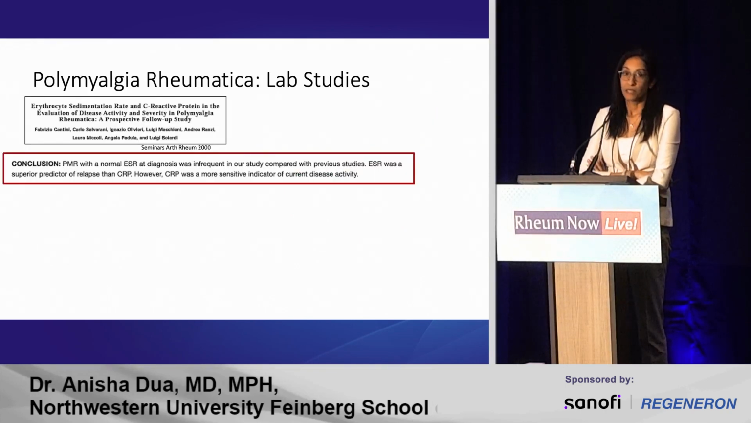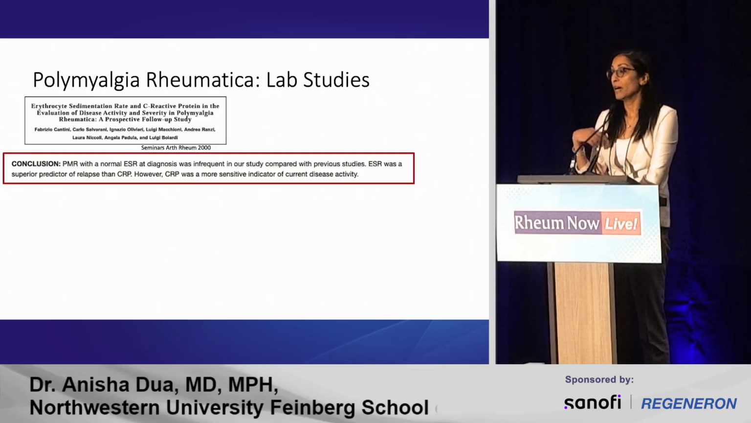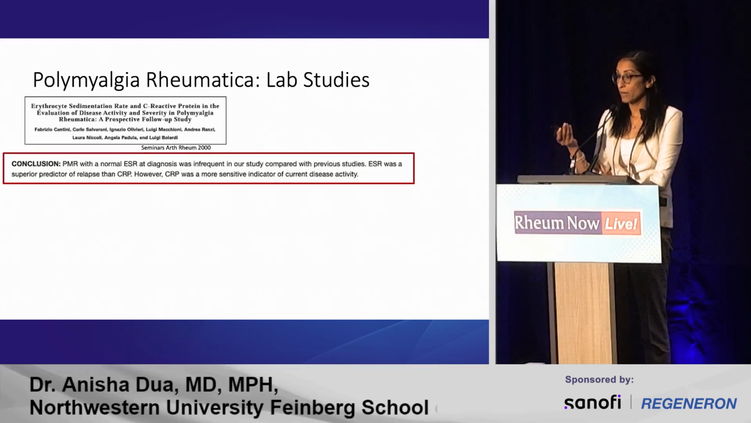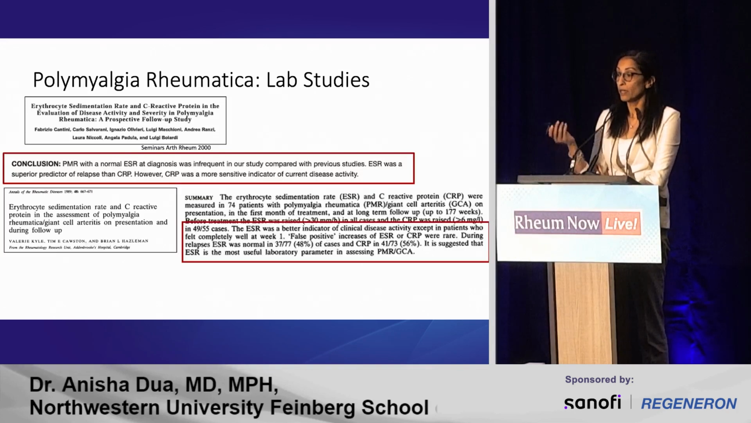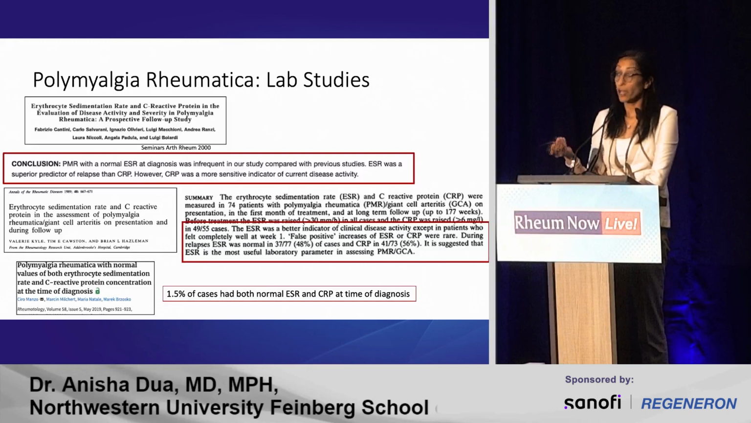So what lab studies can we use? We've talked about the SED rate and CRP. Some of our therapies affect these studies, of course, and so that makes it difficult. But this one study from the 2000s said that CRP is a more sensitive indicator of current disease activity. This study, about 10 years before that, said that ESR is the most useful laboratory parameter in assessing PMR and GCA. And this study said, actually, people can have PMR and GCA and have a normal SED rate and CRP, even though it's only in 1.5% of cases. So what do we do with that?